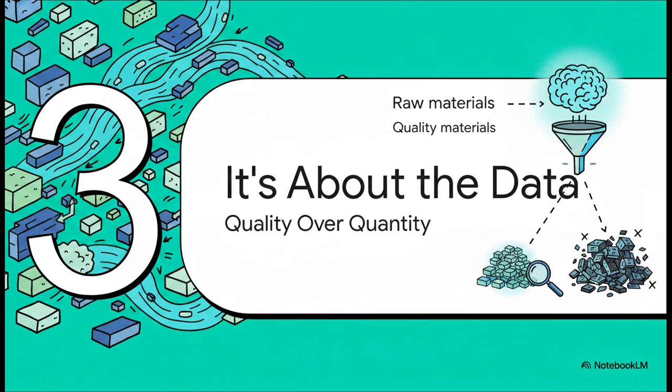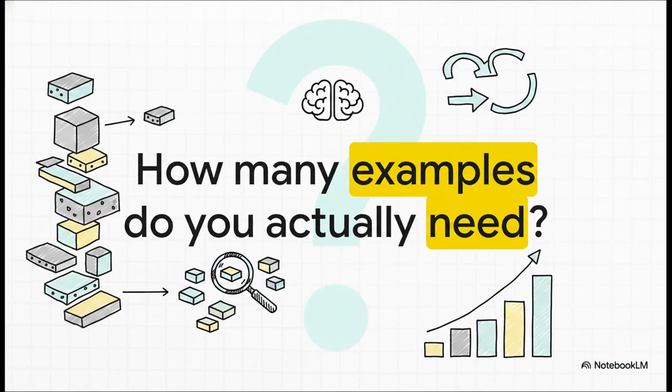Quality over quantity. I'm going to intentionally slow down right here because frankly, this is where builds either succeed or fail. It is all about the data. The raw materials you put in are the absolute most critical part of this entire process. Now, you might be wondering, and it's a question I hear constantly from builders, how many examples do I actually need to gather to make this whole thing work?